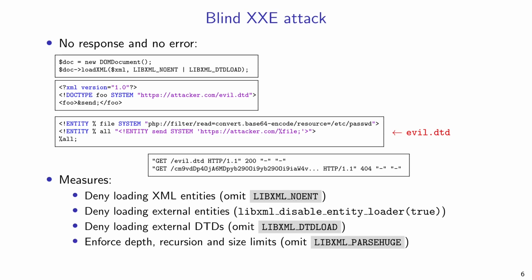Then it is also important to enforce depth, recursion, and size limits by not passing this option. If we pass this option, then our parser may become vulnerable to trivial XML bombs, although the effectiveness of such attacks depends on the specific version of libxml used. And finally, it is a good idea to suppress error reporting output, since libxml can be very verbose with parsing errors which may leak sensitive information.